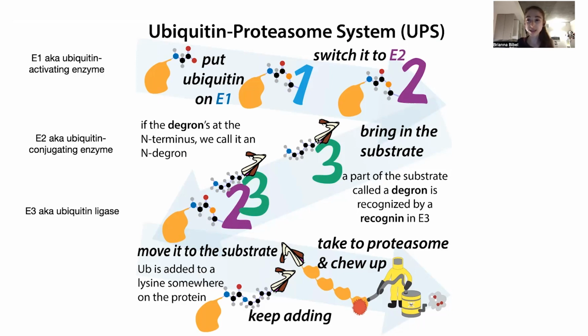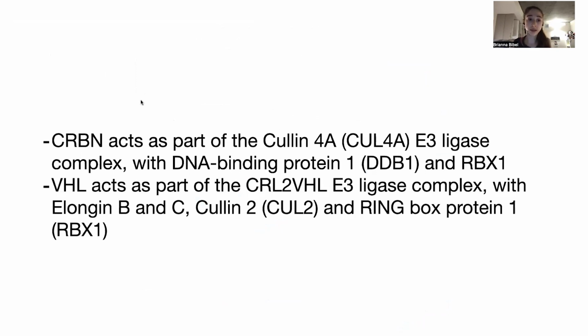It turns out that there are about 600 or so E3 ligases in our body, but when designing these sorts of drugs, they're only using a couple of them. The couple that get used the most often are cereblon, CRBN, and it's going to act as part of a cullin 4A E3 ligase complex with the DNA binding protein DDB1 and RBX1. And don't worry about the DNA binding, that's just part of the name. It must be how they discovered it or something.